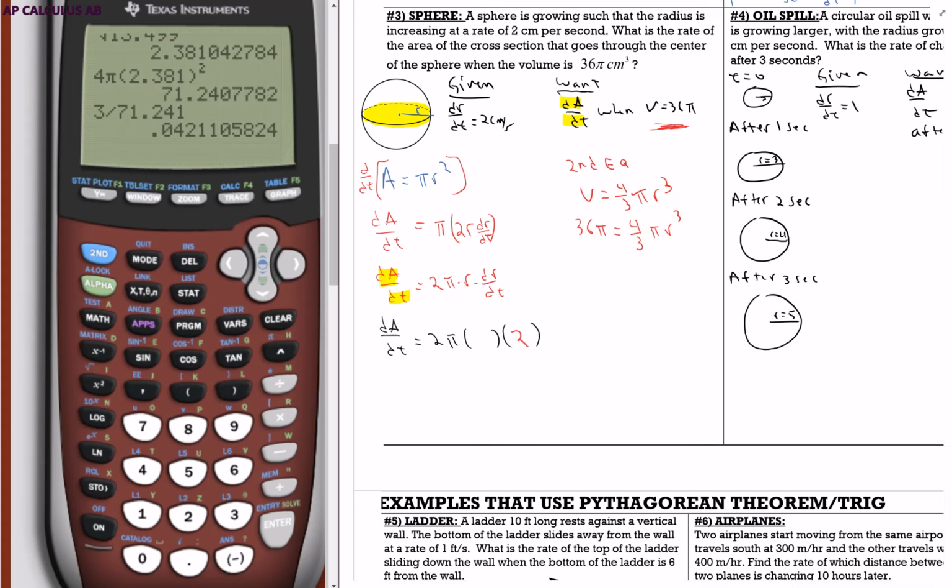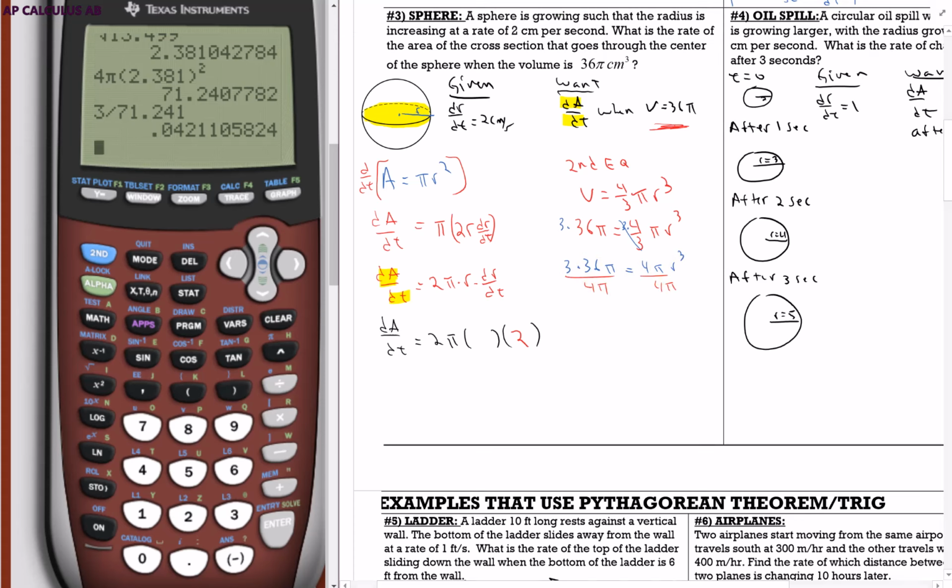Again, we could use the calculator method, but let's try something different. Okay, let's try to actually solve it. Let's do this first. Let's first multiply both sides by 3, right? I'm going to multiply the right-hand side by 3 and the left-hand side by 3, right? Those are going to cancel. And I'm going to have 3 times 36 pi equals 4 pi r cubed.